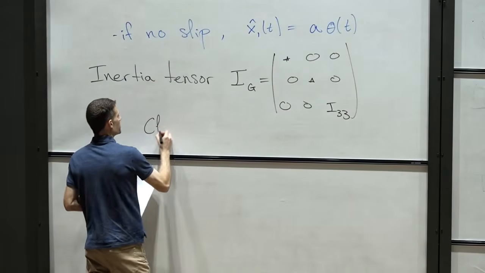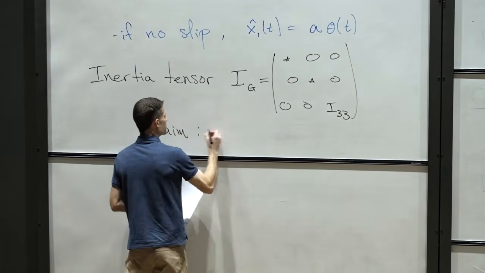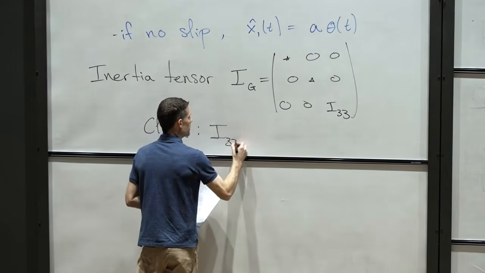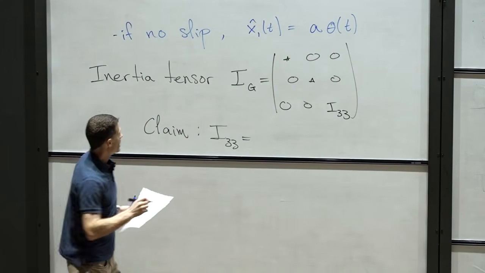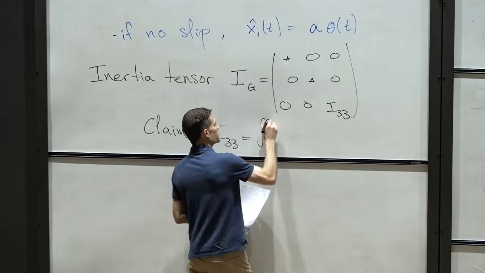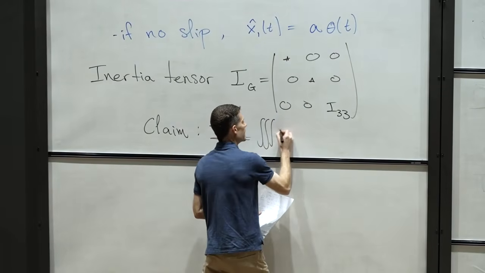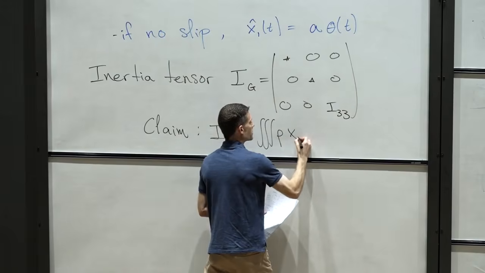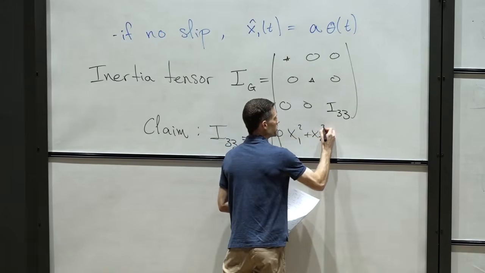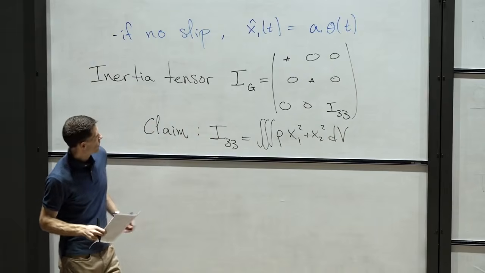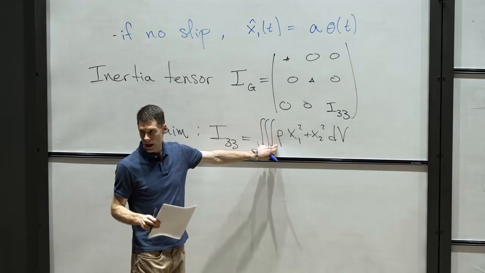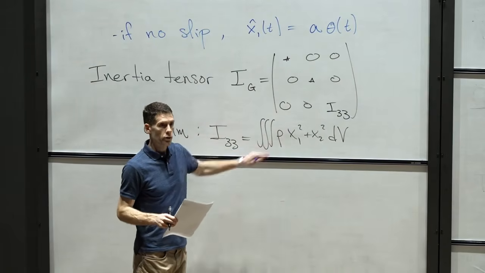And for now, let me just write it as a claim. We'll see if we have time to say more about it. I33 is the integral over the cylinder of the density times x1 squared plus x2 squared dV. We're going to suppose that the cylinder has constant density and total mass m.